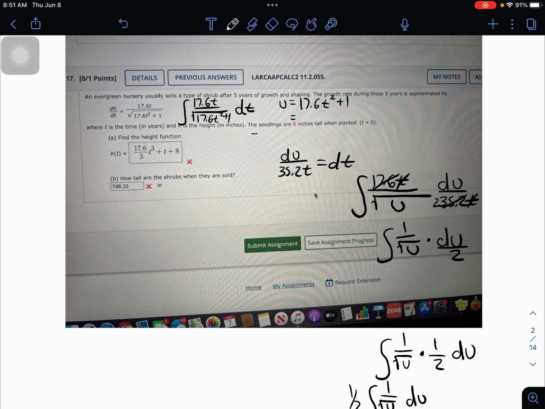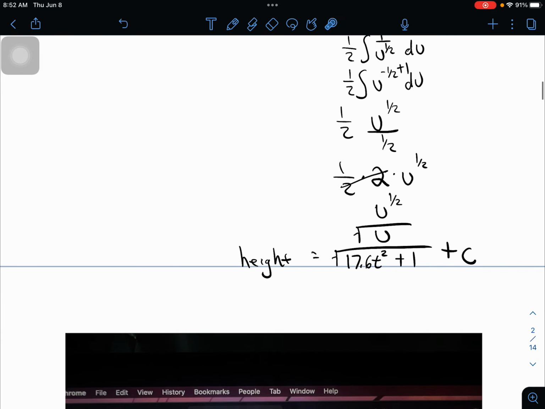Right there, it says the seedlings are 8 inches tall when planted. Right there, when planted. When they're planted, the time is 0. So t is equal to 0, and when t is equal to 0, h is equal to 8. So I'm going to put that information in here. When t is equal to 0, then the height is equal to 8. And now I'm going to see if I can solve for this c right here.